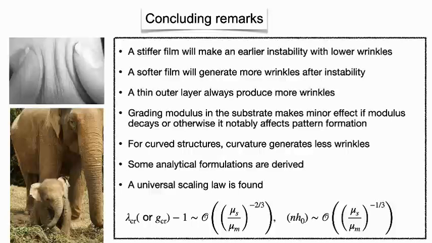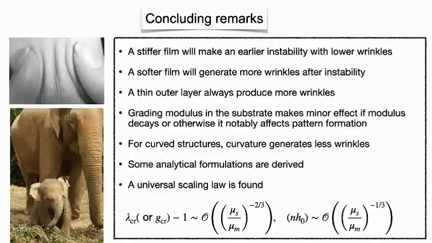Okay? And the grading modulus in the substrate makes a minor effect if the modulus decays. Okay? If the modulus decays, actually you don't need to consider the grading modulus. But if it is increasing, it will make a notable effect. So you must consider it. For curved structures, we know that curvature generates fewer wrinkles. A larger curvature always gives you fewer wrinkles. And the order is also 1 by the curvature, something like this. And we developed some analytical formulas from which we obtain these conclusions.